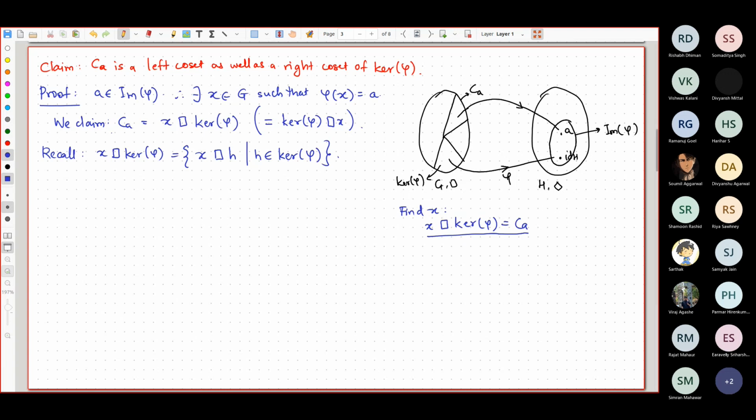So what is this claim equivalent to? It is equivalent to proving that for all y in G, y belongs to CA if and only if y belongs to x squared kernel phi, which means there exists some h in kernel phi such that y is equal to x squared h. Everybody with me up to this point?